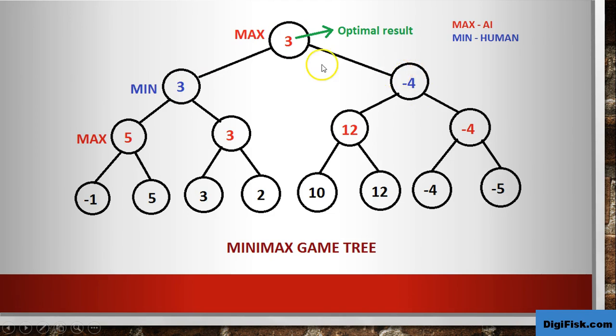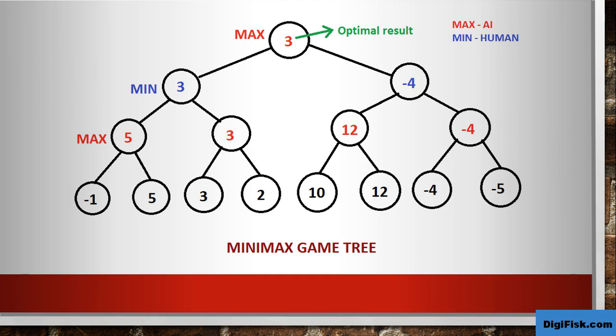Okay, that's how adversarial games work. In an adversarial game, someone is always going to make sure that you get the least possible value, so you have to get the best possible result, that is the optimal result. So 3 is the best possible value the AI player can hope to achieve.